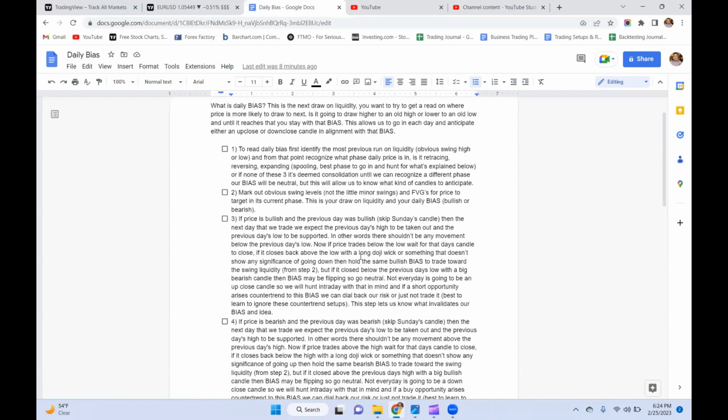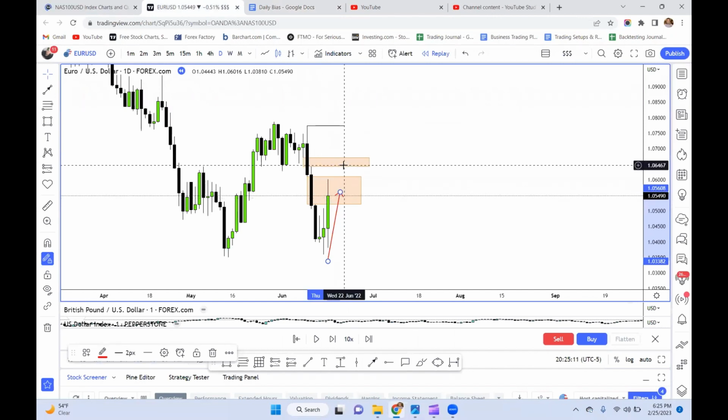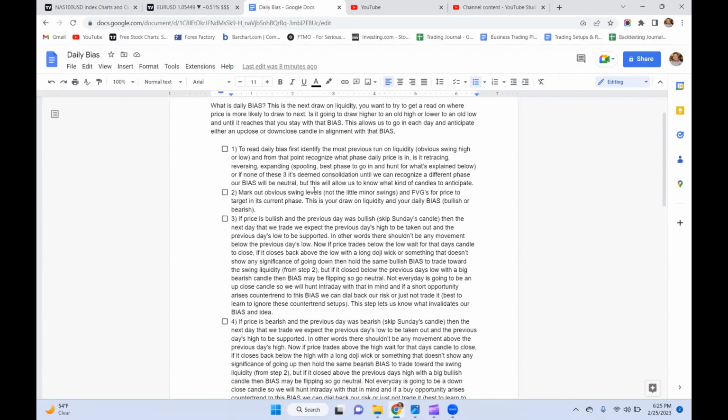If it closes back above the low with like a long doji wick or something that doesn't show any significance of going down, then you hold the same bullish bias to trade toward the swing liquidity from step 2, which is the fair value gap here, and this liquidity here.